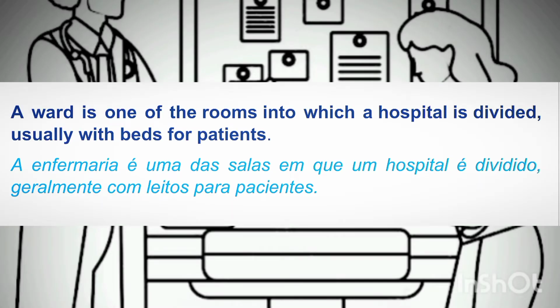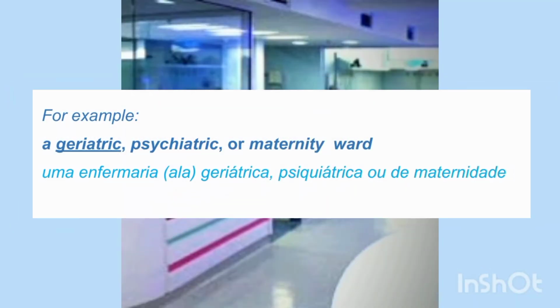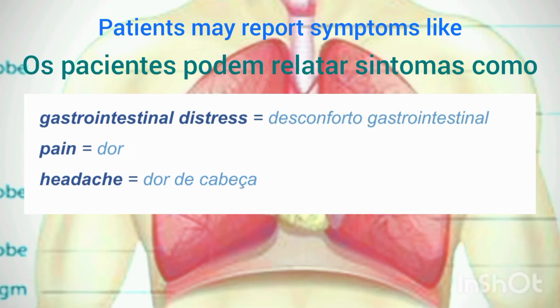A ward is one of the rooms into which a hospital is divided, usually with beds for patients. For example, a geriatric, psychiatric, or maternity ward. Patients may report symptoms like gastrointestinal distress, pain, or headache.